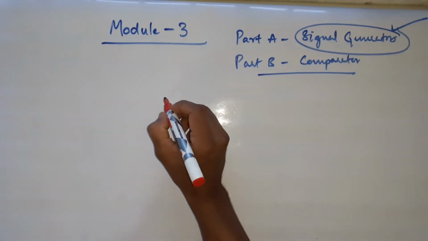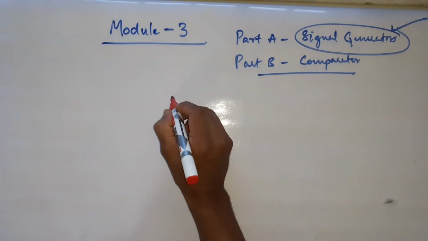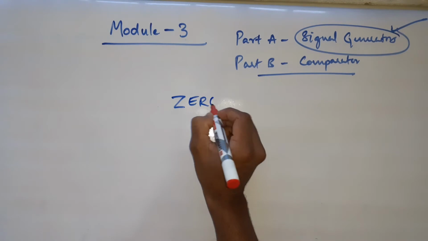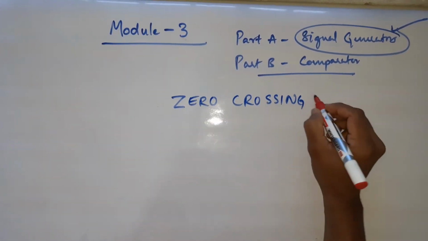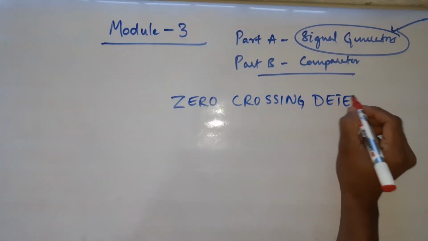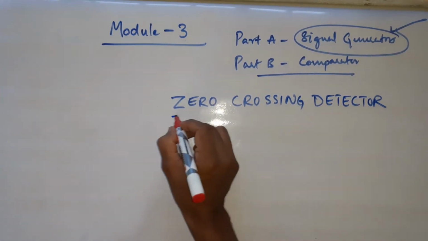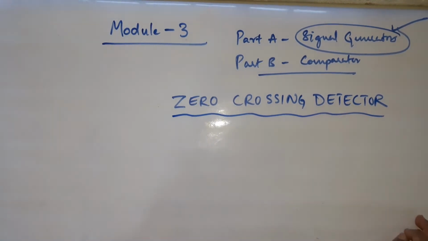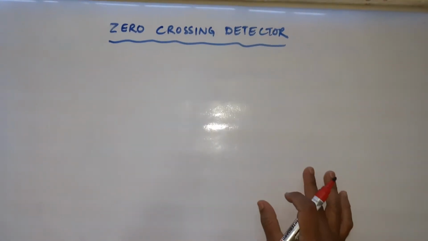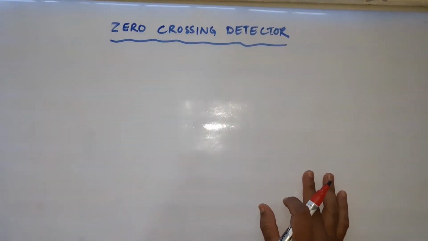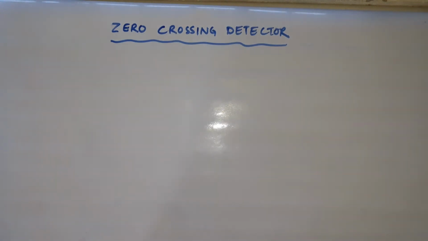In comparators, the first topic to be learned is the zero crossing detector. We will be starting with this topic as the part B of your module 3. As the name suggests, a zero crossing detector is a detector which detects whenever your input signal crosses the zero line.